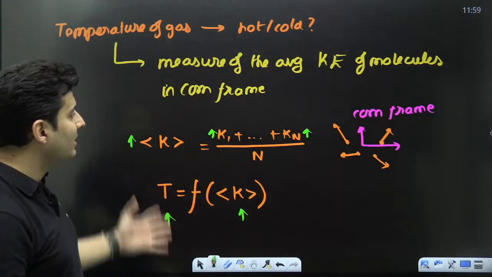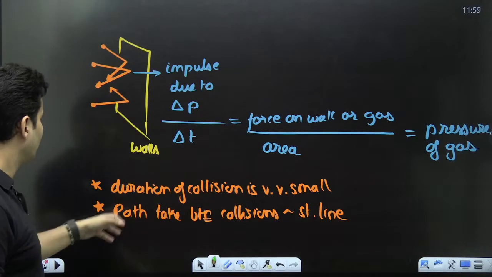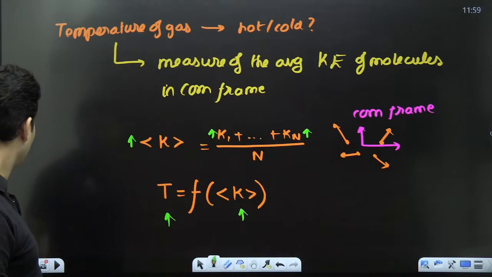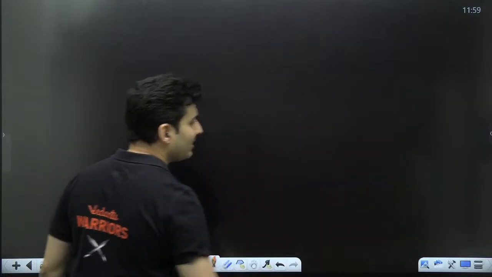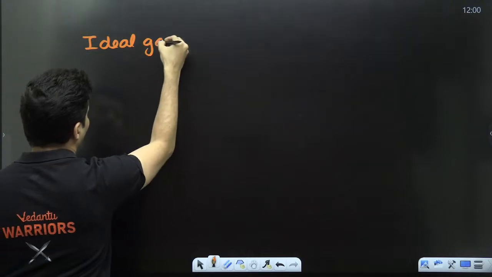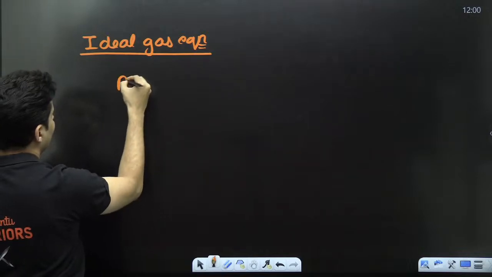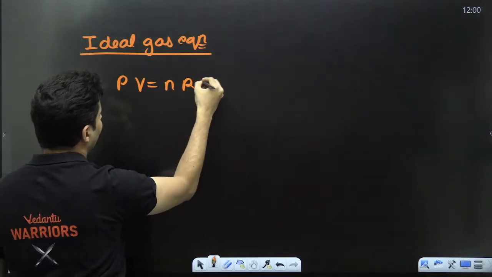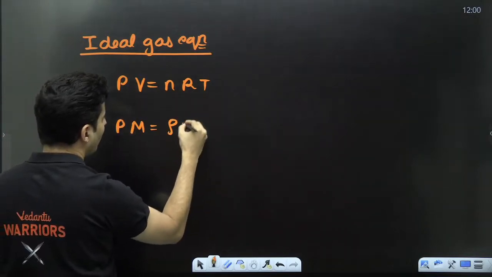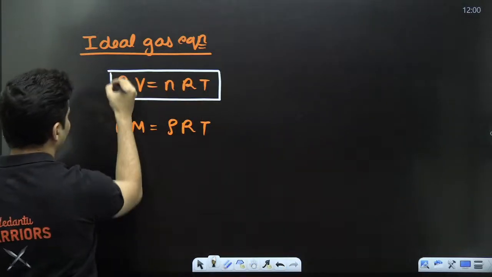Correct. So keep all these things in mind with regards to temperature. We have discussed pressure, temperature, and volume in this particular slide, and that's when, using these assumptions, you get the ideal gas equation, which is nothing but PV equals nRT, or you can also write PM equals rho RT. One and the same thing, just written in different forms.